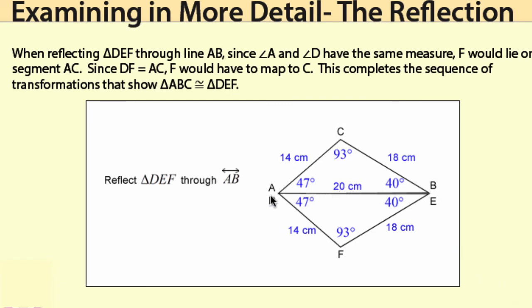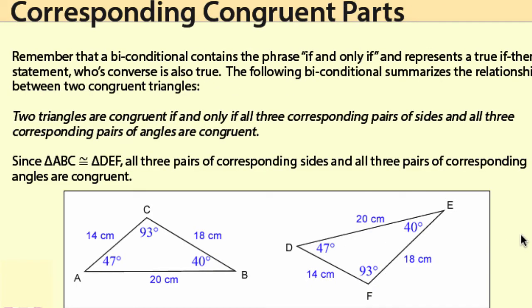Then you can do a reflection through line AB, and that will map point F onto point C, and all the other corresponding points will be where they need to be. So triangle DEF will be right on top of triangle ABC, and that will show the triangles are congruent. So two triangles are congruent if and only if all three corresponding pairs of sides and all three corresponding pairs of angles are congruent.